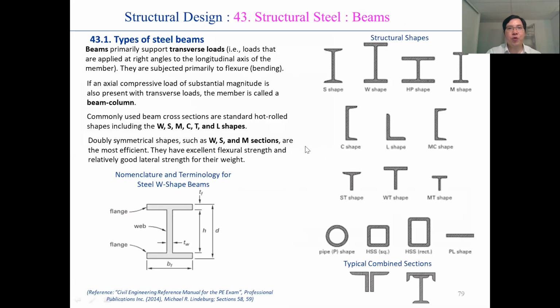In this slide, I show you a reminder about the structural steel for the beam. In this slide, I show you some types of steel beam, and this one shows you nomenclature and terminology for steel W-shaped beam. And this one I show you some structural shapes for steel beam. And this one shows the typical combined sections.